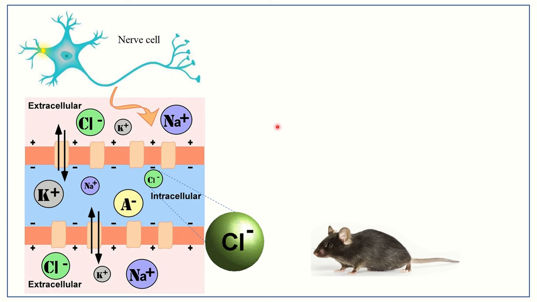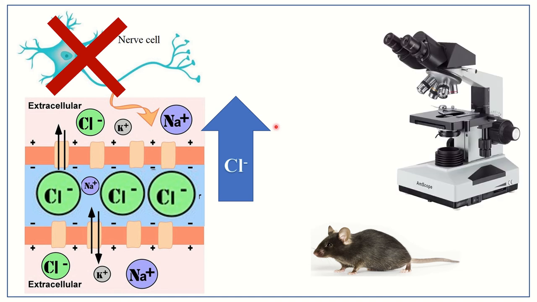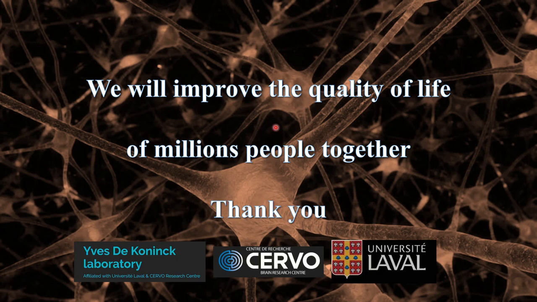Chloride is one of the most important ions in the physiology and pathology of nerve cells, and its concentration increases in the nerve cells after injury. So, nerve cells don't work properly. Therefore, studying its change with imaging methods could be important to understand the different steps that develop neuropathic pain. We will improve the quality of life of millions of people together.